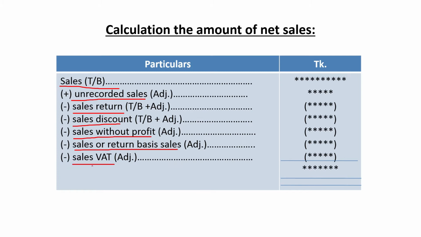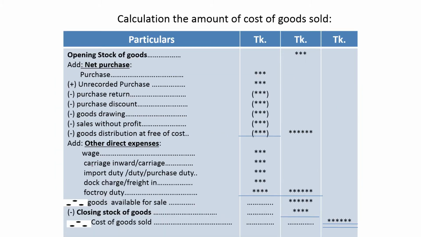Okay, dear students. Now we can calculate the amount of cost of goods sold. The formula is opening stock of goods plus net purchase plus other direct expenses such as wages, carriage inward or carriage import duty or purchase duty, dock charge or freight in, octroi duty, etc. Then we will get goods available for sale, minus closing stock of goods. Then we will get cost of goods sold.